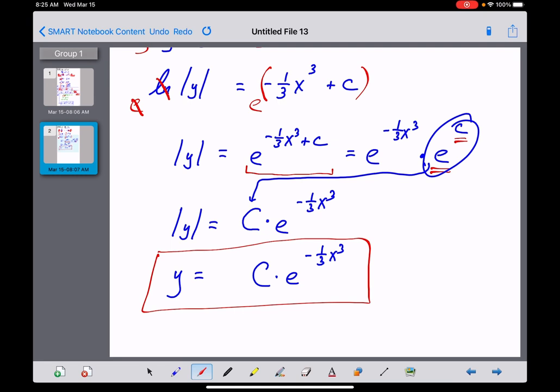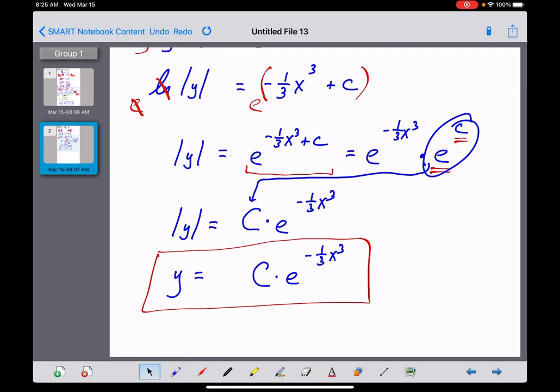So that, everybody, is probably the best answer here to problem number 15. And as I take a look at the solutions manual, they've got it written there. Oh, they went the other way with it. They did not split that up right there. Oh, got it. There it is. C, capital C, times e to the negative x cubed over 3. Yep, they've got the same thing that we do.